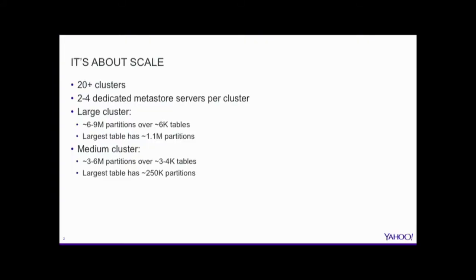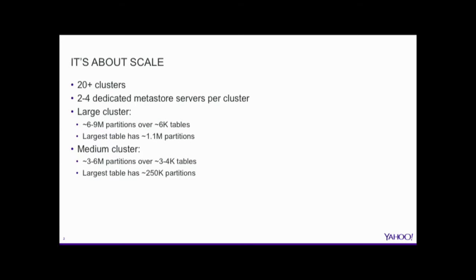So let's set the stage. We have 20 plus clusters that run Hive. Each cluster has 2 to 4 dedicated Metastore servers, and these are backed by Oracle RACs, which are often shared with other clusters and/or services. A Metastore that's running on a large cluster for us typically has anywhere between 6 and 9 million partitions and roughly 6,000 tables that it manages. The largest table in one of these large clusters has over 1.1 million partitions registered.